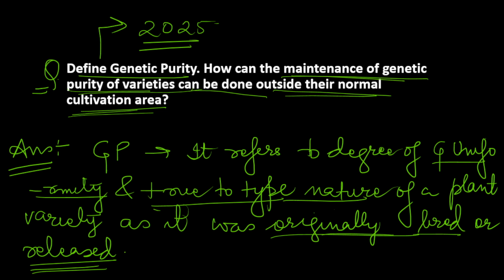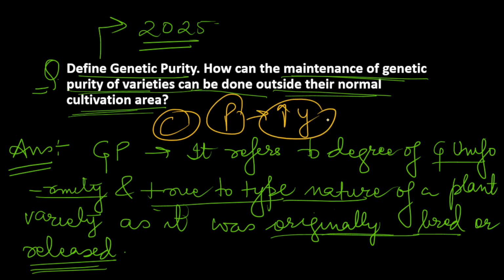So this was all for today's answer. In conclusion, you can mention that genetic purity needs to be effectively maintained outside normal cultivation areas, because if the crop loses genetic purity, it will not only lose its genes, but it will also lose the yield. It will also lose the characters for which the crop is grown. For example, if we are growing a certain paddy variety for high yield and genetic purity is lost, this high yield can also be lost. So this is how you can conclude your answer.